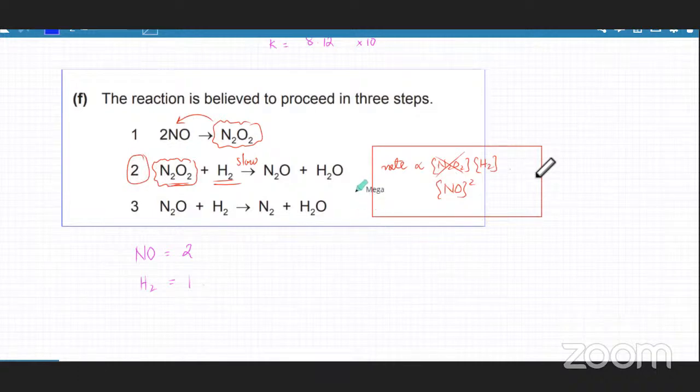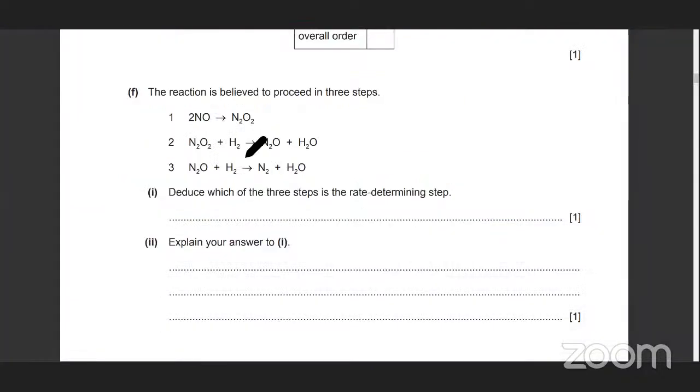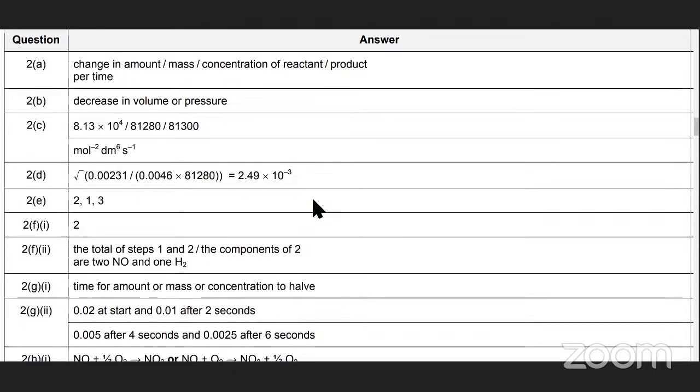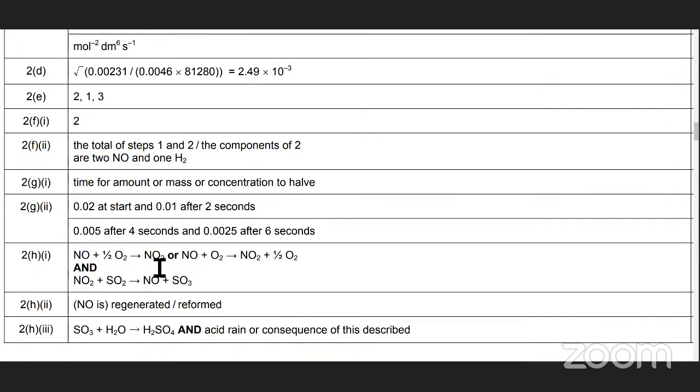And then the question said to explain it as well. So in the explanation, what you're going to write is that the rate is dependent on H2 and it's dependent on NO concentration, and it's order 2 with respect to NO. So let's see how he explained this part. He said that the total of steps 1 and 2, the components of it, is dependent on 2 NO and 1 H2.